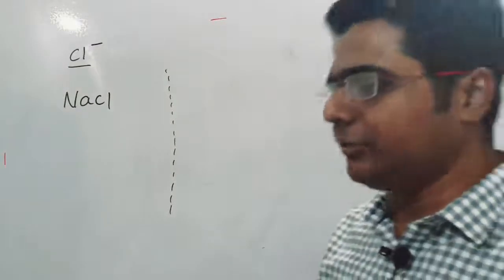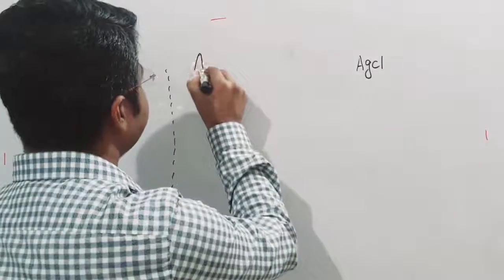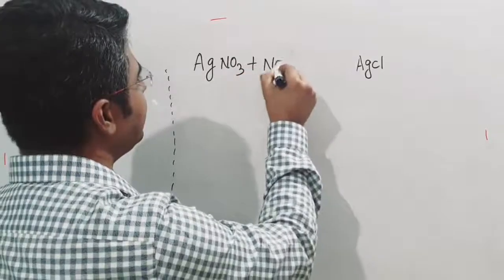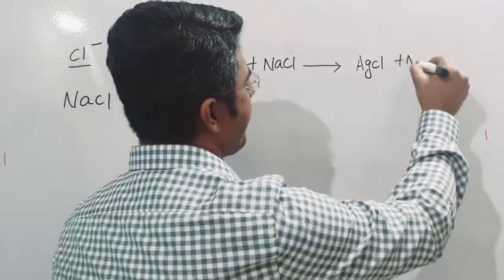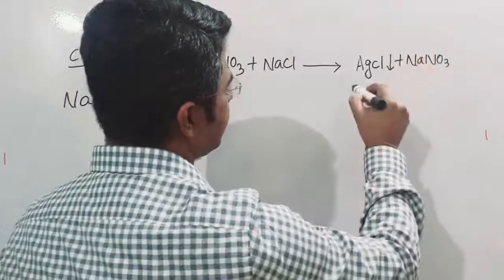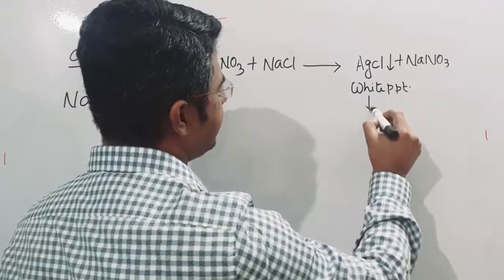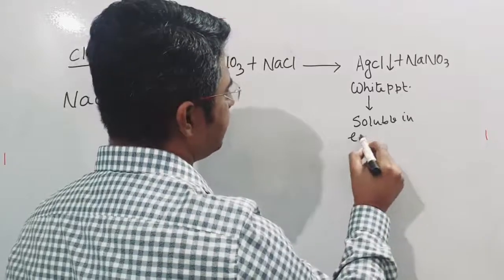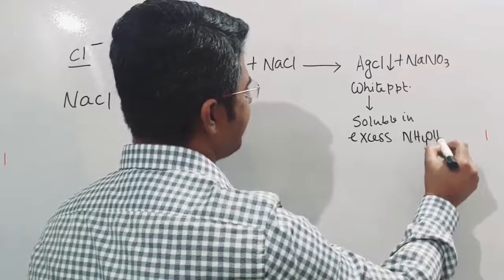So which reagent of silver can we use here? There is a very famous reagent of silver, that is AgNO3. So AgNO3 you can use with NaCl, and you will get AgCl plus NaNO3. This is a white precipitate. Please also write: soluble in excess ammonium hydroxide.